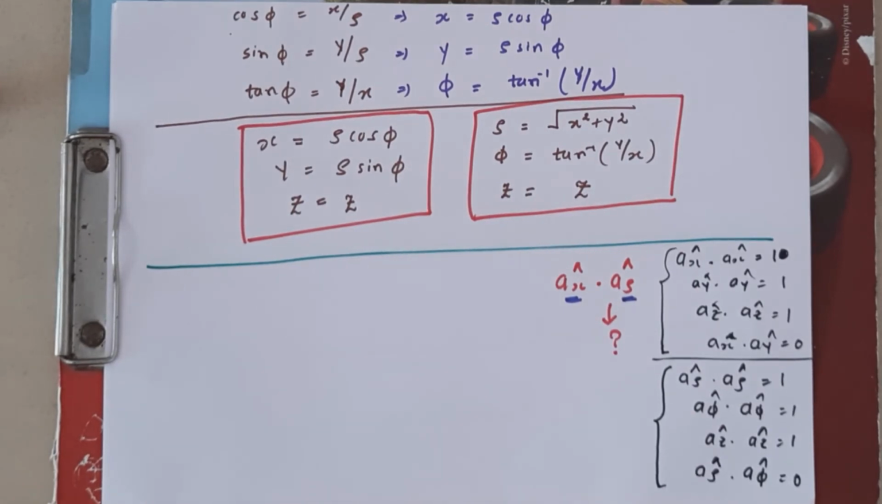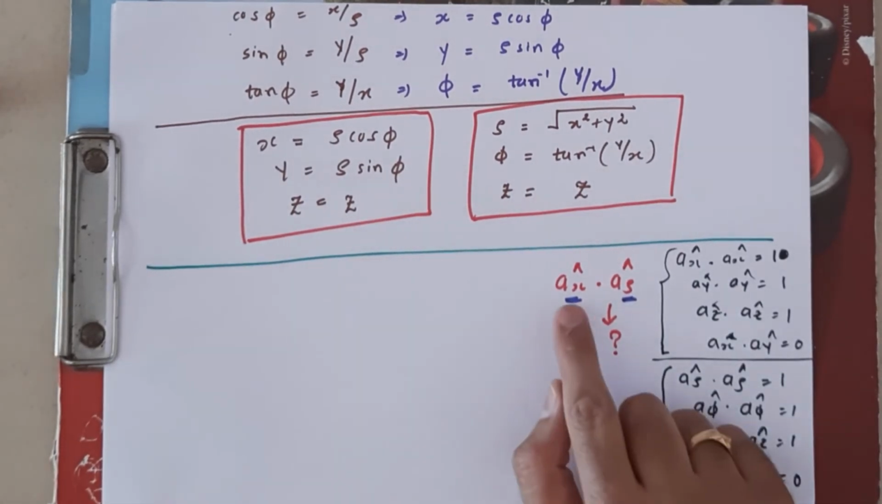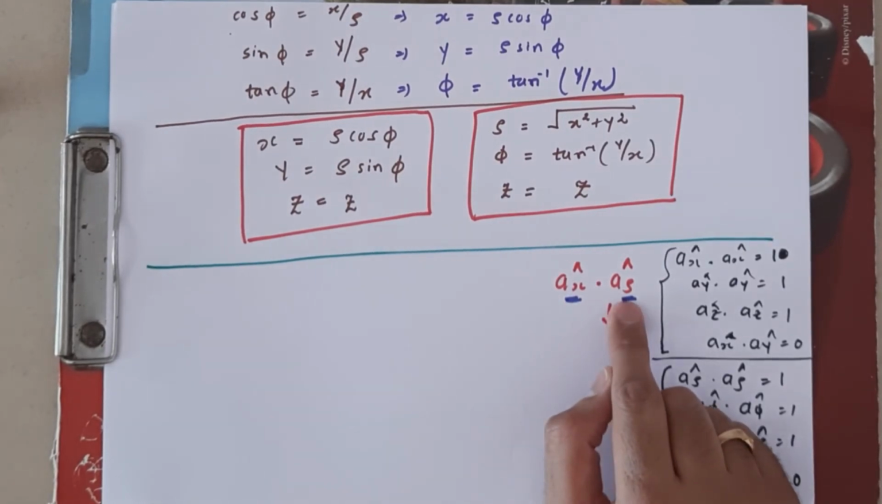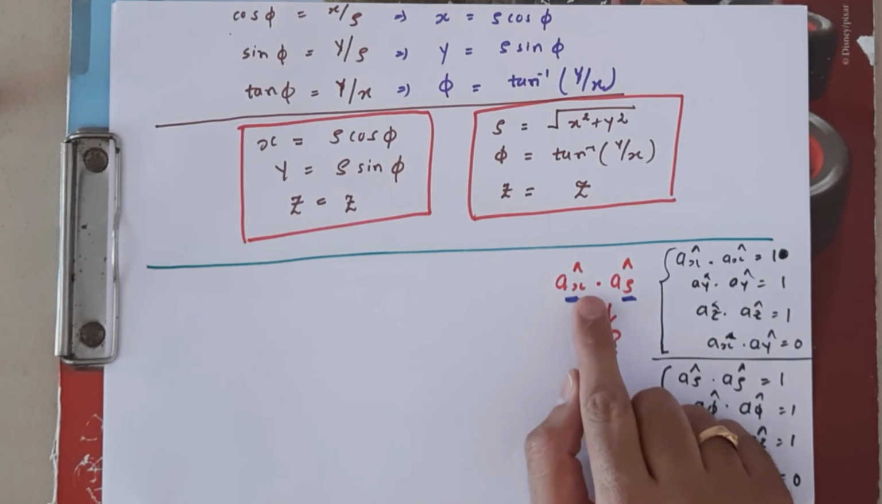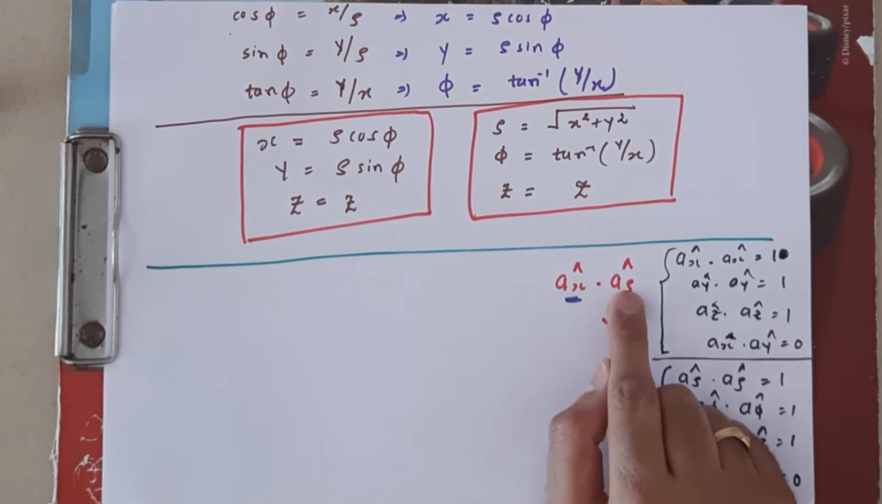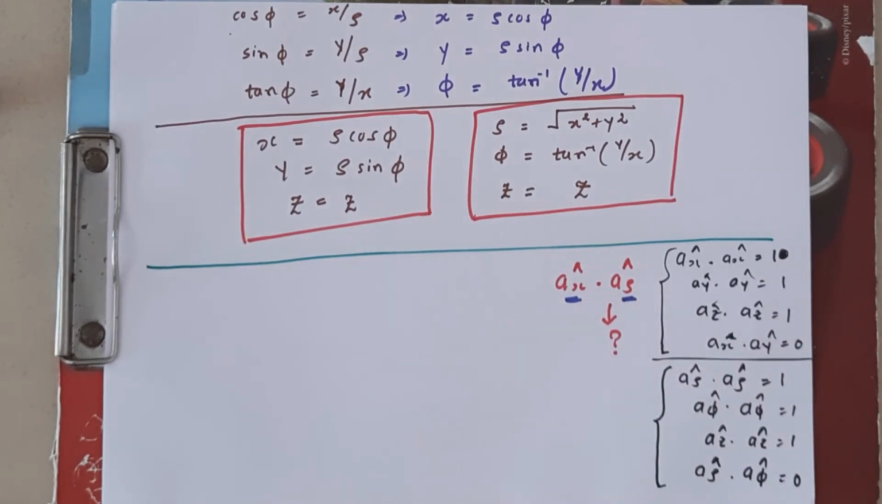Similarly, not only this one, what is a_y dot a_rho? What is a_z dot a_rho? What is a_x dot a_phi? What is a_y dot a_phi? So there are so many questions. So how to solve it? Here you just have to remember one matrix. This is a very shortcut method that you have to remember, so you have to apply this shortcut method.